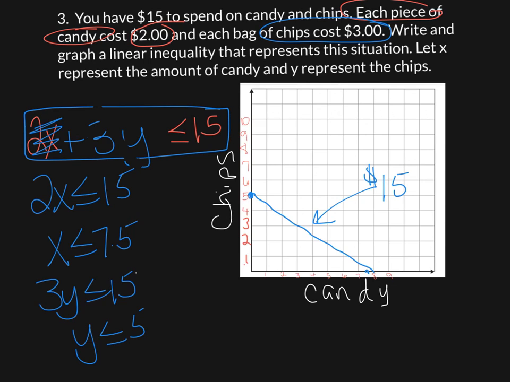Okay, now everything on this line is $15. Okay, so we can't spend more than $15, but we can spend less. So what's under the line is shaded. Everything under the line is going to be less than $15. The line, the solid line, equals 15. Okay. All right, and that's it.